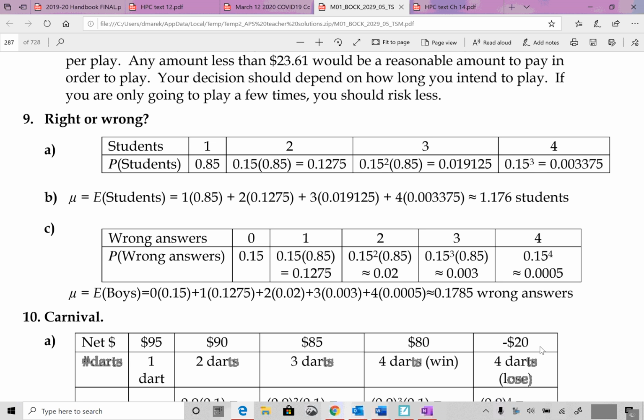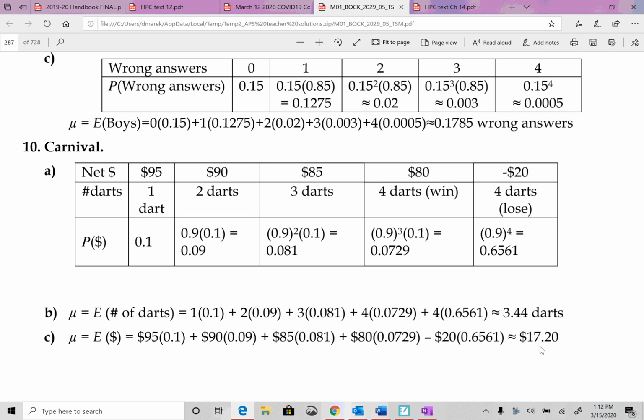For part B, the expected value of mu is 1.176. For part C, you need a combination here of, again, the chart of not number of students called on, but wrong answers. Could get no wrong answers, or 1, or 2, or 3, or 4. Again, multiply those by the probabilities, so it turns out to be an expected 0.1785 wrong answers.